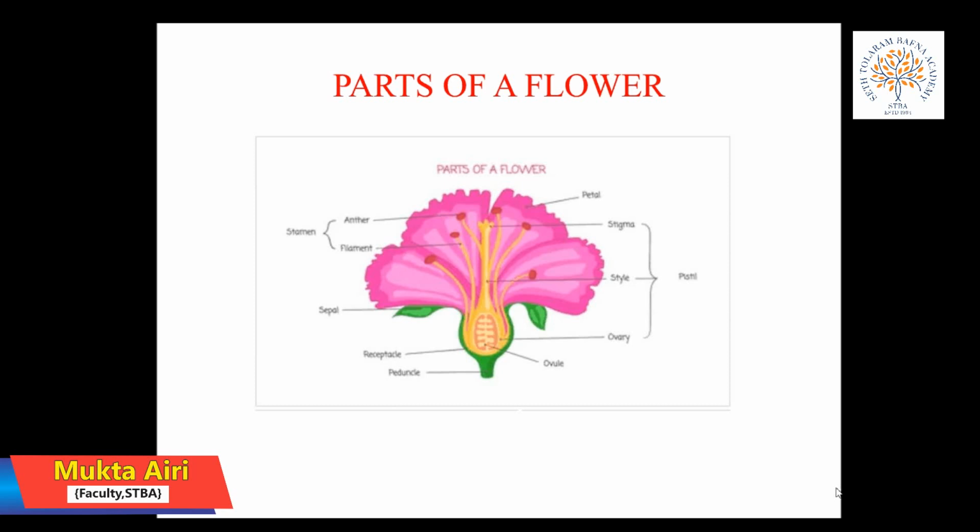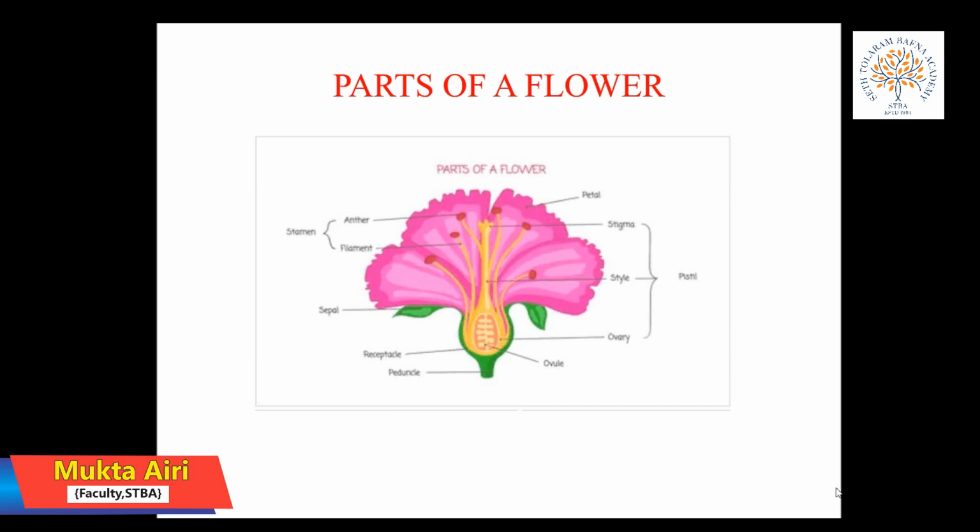Then the fourth part of a flower is pistil. Pistil is the female part of a flower. It is made up of stigma, style and ovary. Stigma is a sticky bulb that you see in the center of the flower. It is the part of a pistil which receives the pollen grains. Then second one is style. Style is a long stalk which connects the stigma to the ovary.